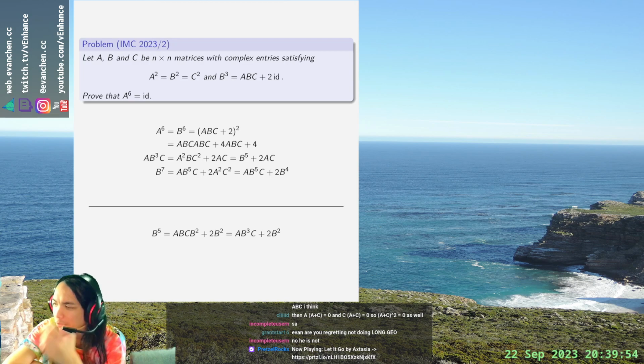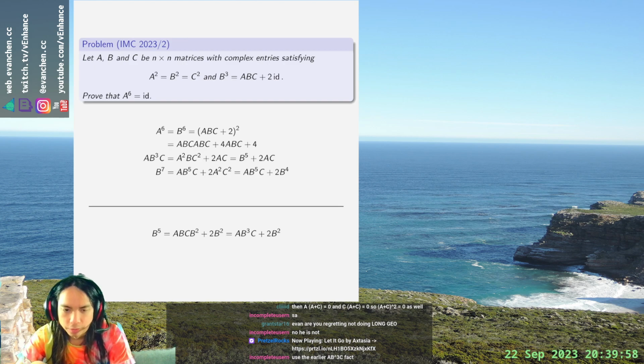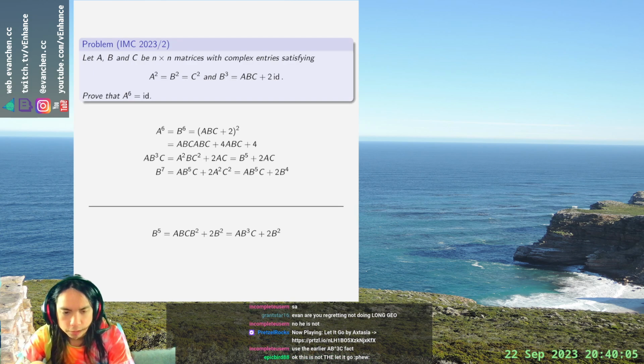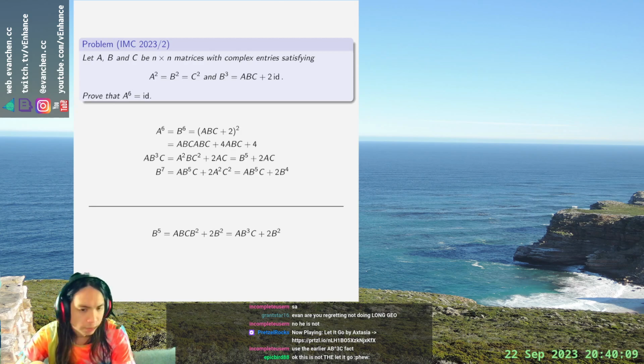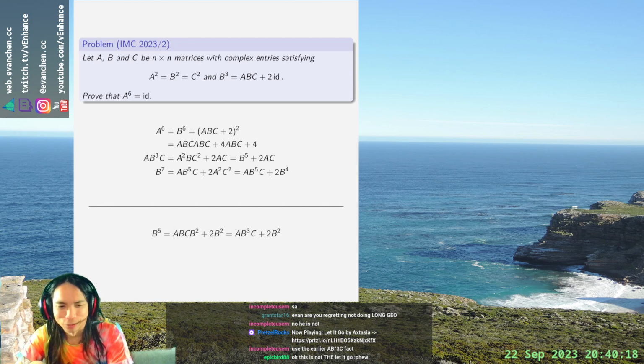I guess, yeah, okay. The point is that b squared equals c squared. Yeah, fine. Ab cubed c plus 2c squared, which is equal to ab cubed plus 2c times c. Oh, wait. Okay, wait. Yeah, I feel like at this point I'm just wandering in a desert. Plus 2ac plus 2c squared. Okay, so we actually used the ab cubed c thing.